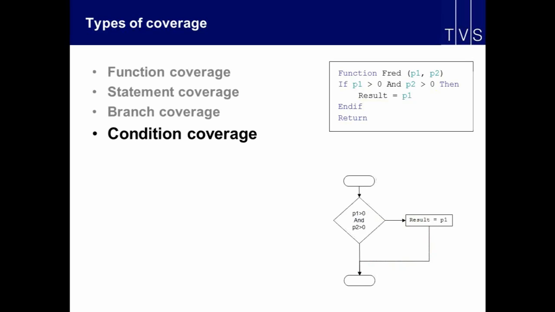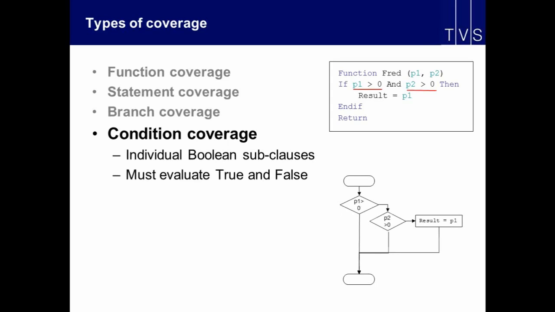Another type of coverage is called condition coverage. Condition coverage is all about looking at the individual components, the Boolean components. So there's one and there's the other. These are 2 Boolean expressions. P1 can either be greater than 0 or not, so that can be true or false. Likewise, this one, P2, could be greater than 0 or not. So again, true or false. And we make sure, to achieve 100% condition coverage, we make sure that each of those conditions has been in each state. So each of those has got to evaluate true and false.